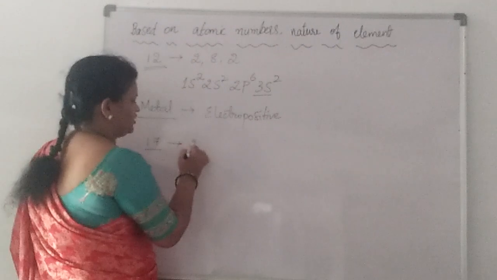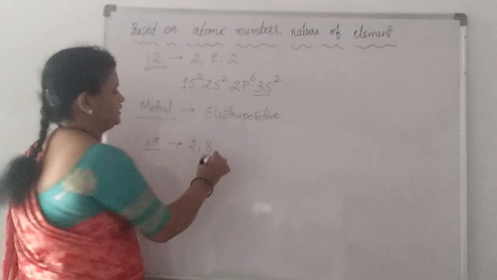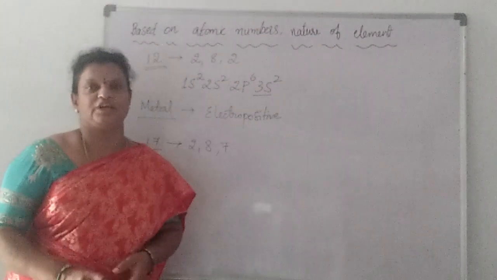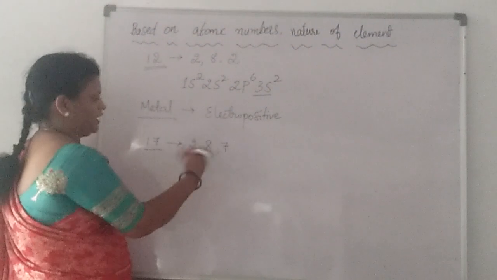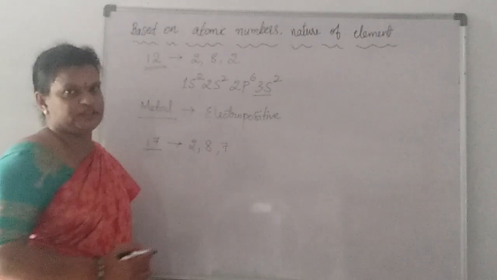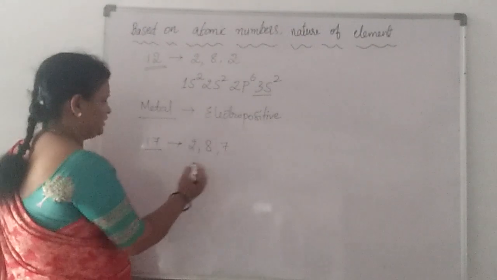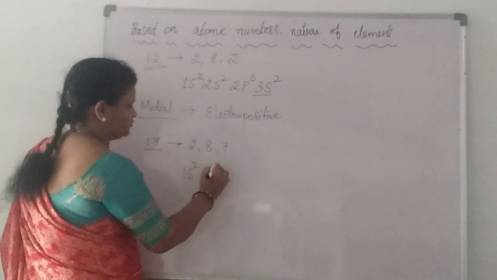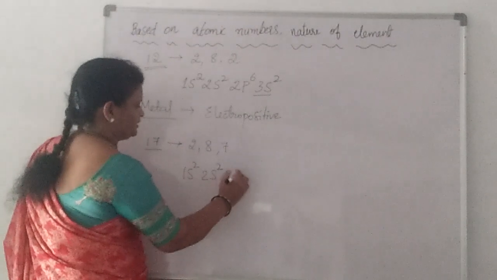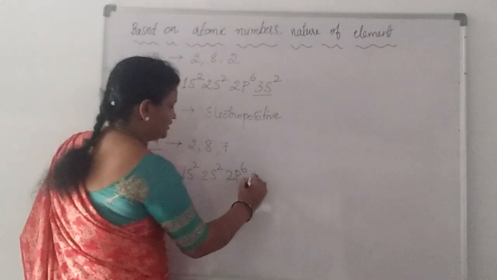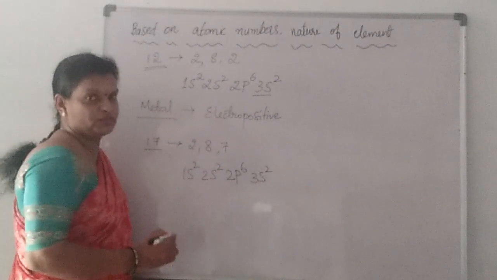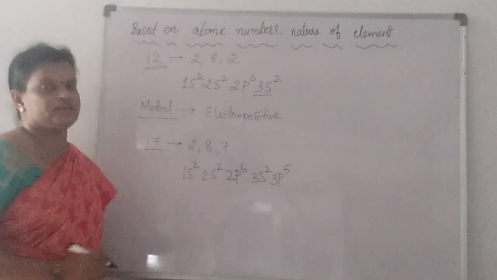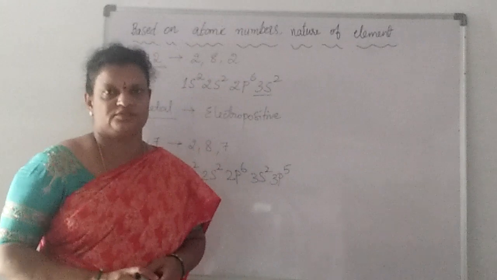First shell 2 electrons, second shell 8 electrons, third shell 7 electrons. This is called the shell method. Next, coming to the other method, the NLX method. In that, what do we have to write? First shell S subshell 2 electrons, second shell S subshell 2 electrons, second shell P subshell 6 electrons, third shell S subshell 2 electrons, then third shell P subshell 5 electrons. Altogether we have written 17 electrons here, right?